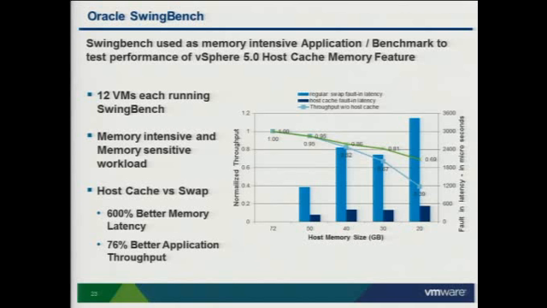We gave them a certain amount of memory, and then we started reducing the amount of memory they had, which caused them to swap. In one case, they swapped out to physical disk. In the other case, they swapped out to a host cache, which is on SSD. And they plotted the performance there.